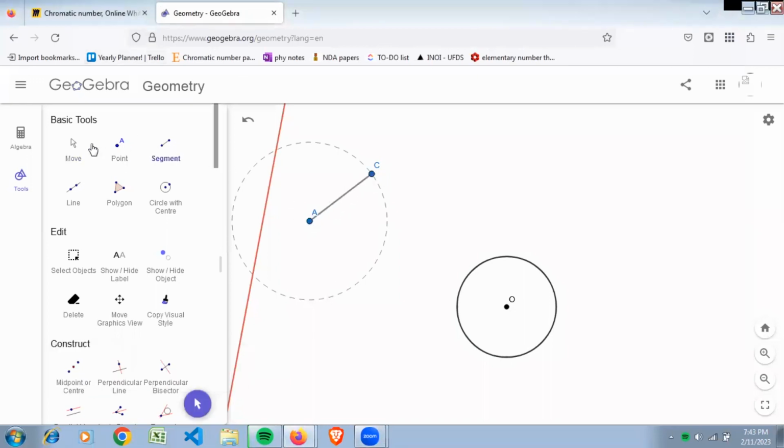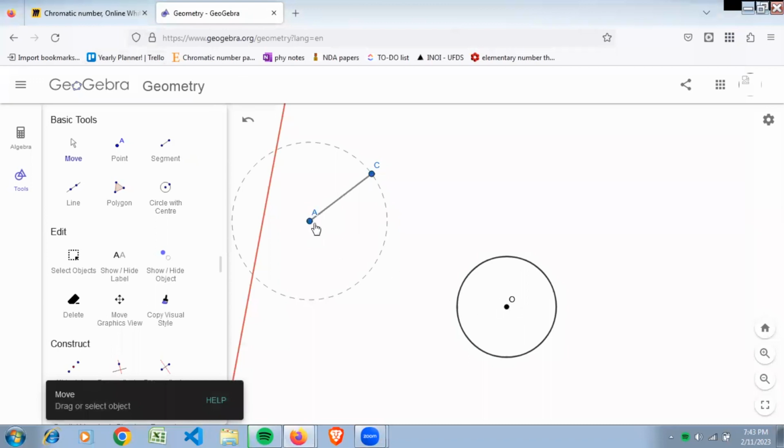Okay, so what we do is we are given segment AC. If we shift the circle to this circle, the point A should go to O.